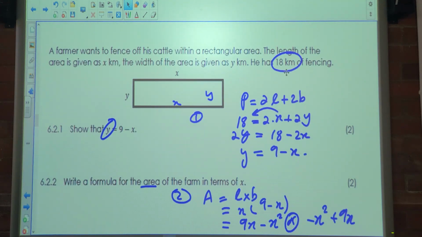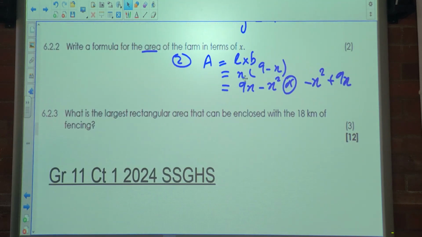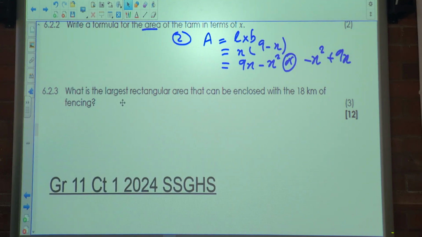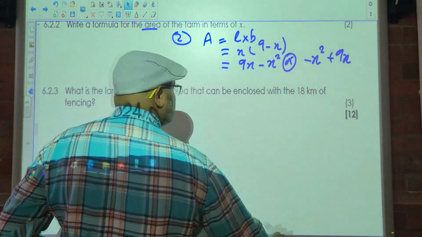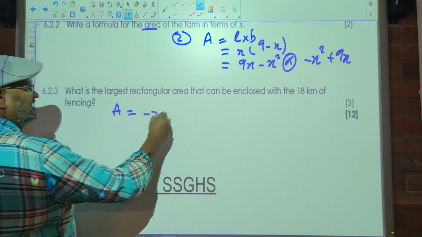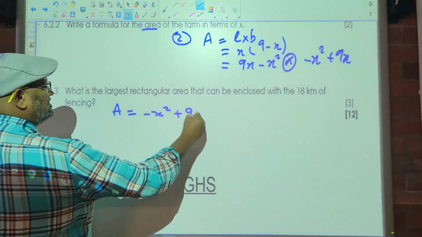So we have used the 18 kilometers already. So when we work out the area, we got 9x minus x squared, or negative x squared plus 9x as the area. There's the algebraic expression for the area of this rectangular shape here. Okay. So if it's asking for the maximum or the largest, of course we need to complete the square. Okay. Question paper and memo can be found in the description box below. So in other words, the area is going to be negative x squared plus 9x.